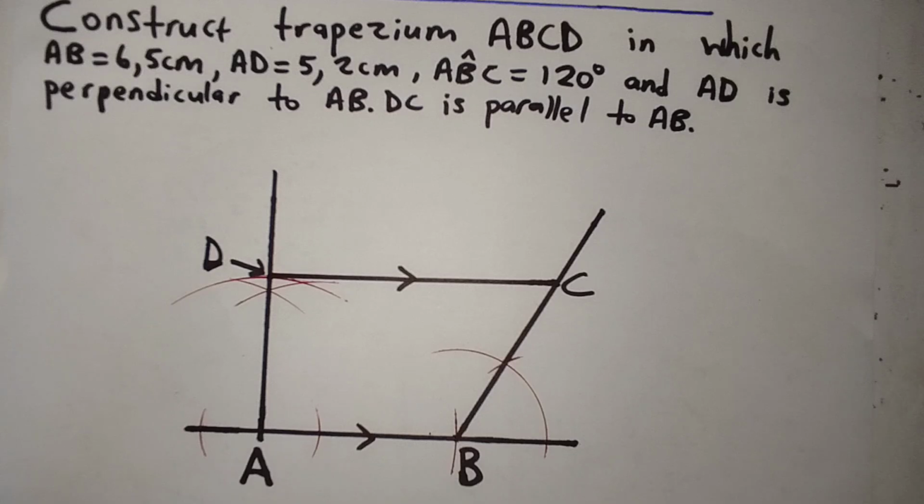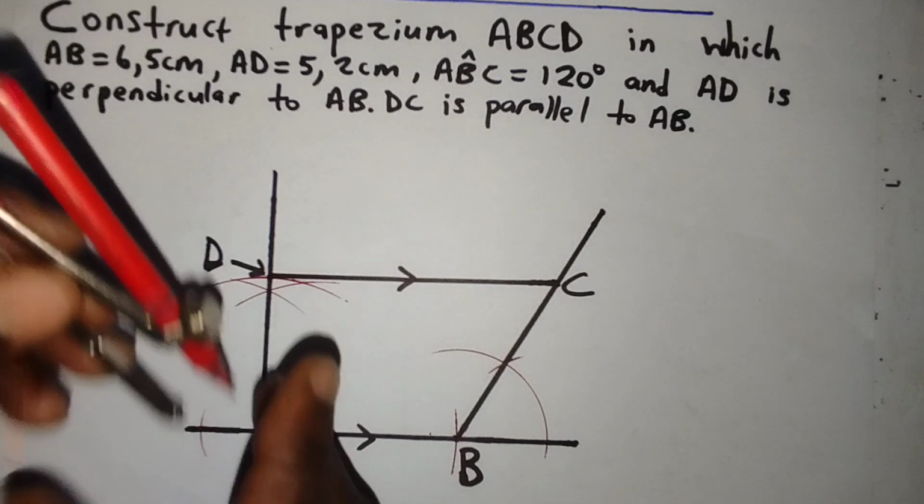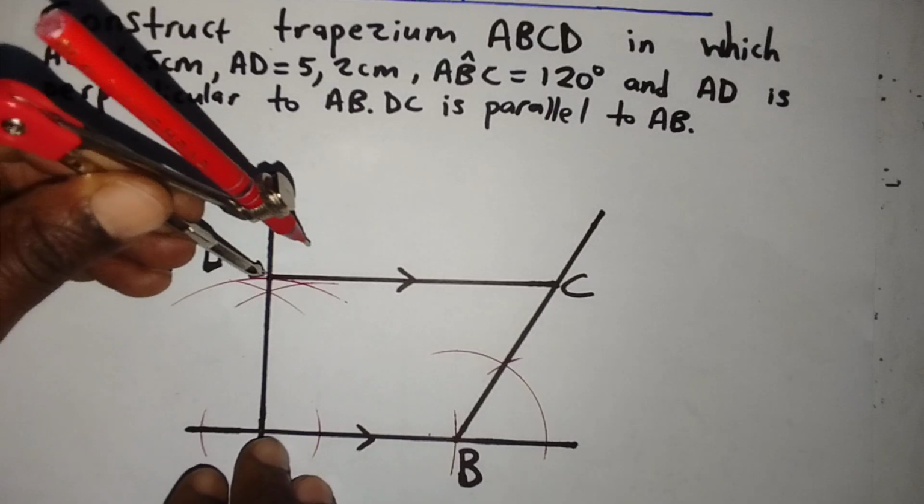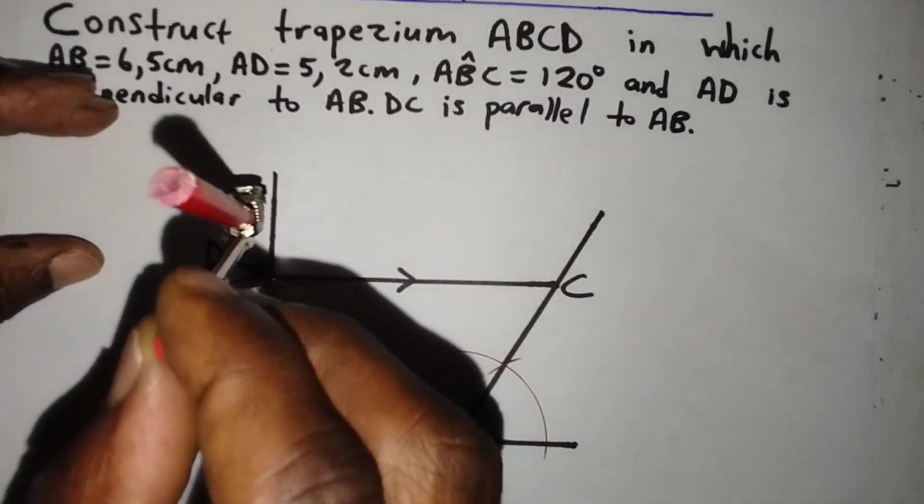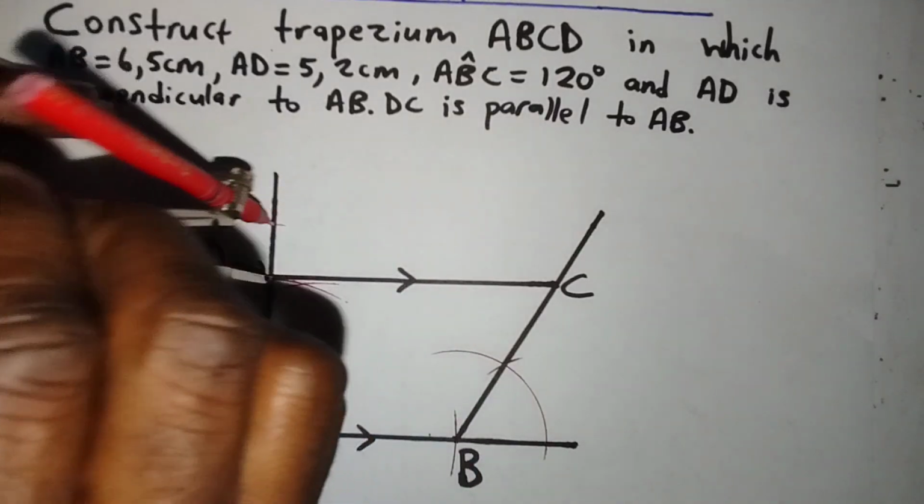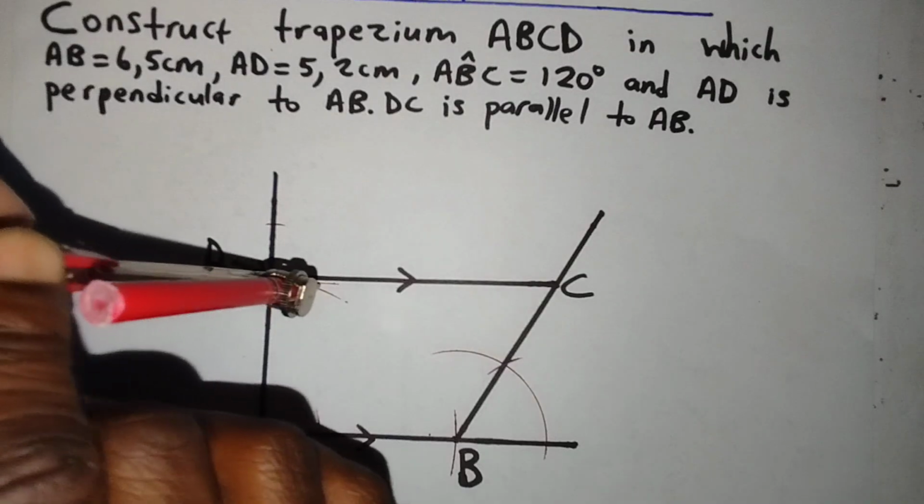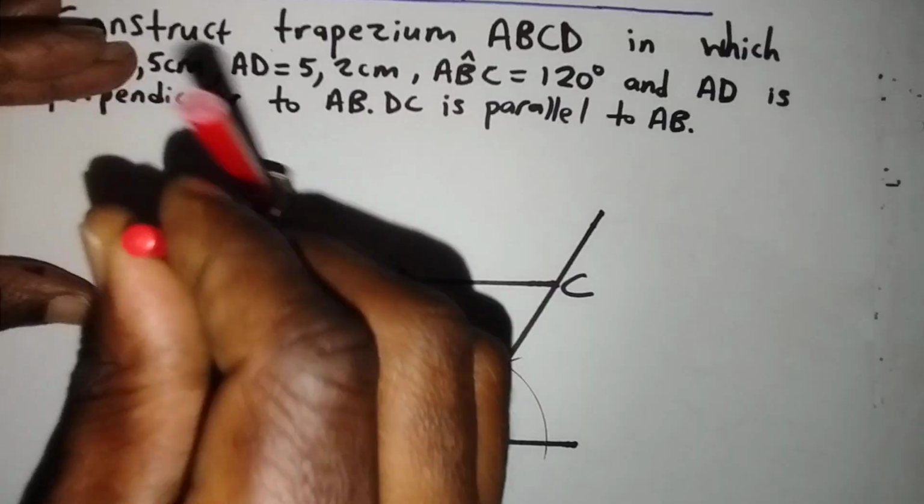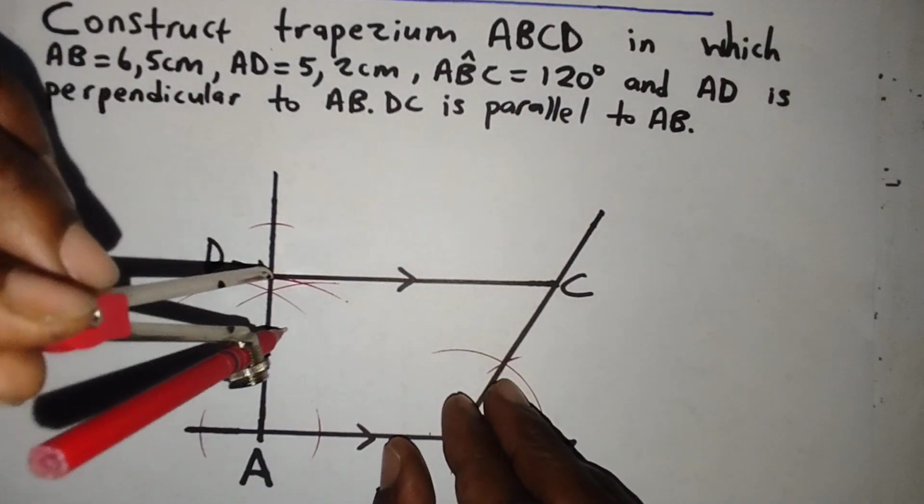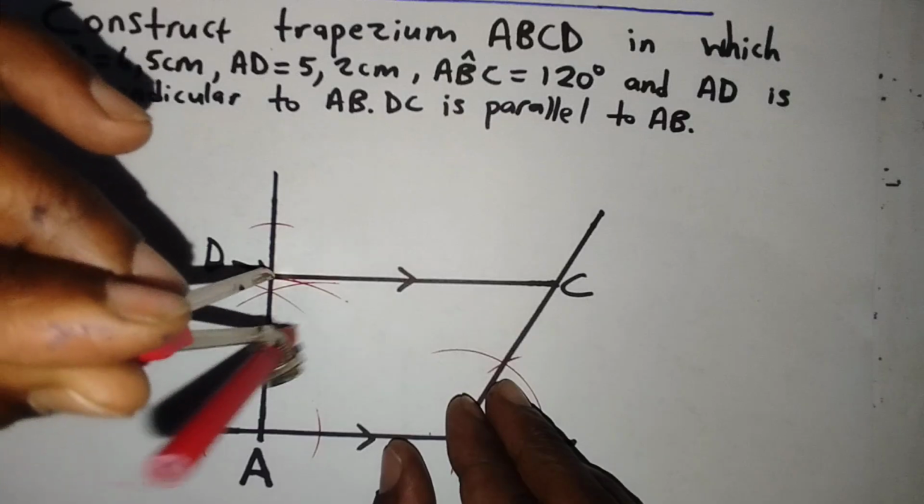The other method of constructing a parallel line, which is probably not the easiest one, is that first of all, you come to point D, with D as your center. You draw an arc here. Let me make it bigger so that it can be visible. An arc here and another arc here.